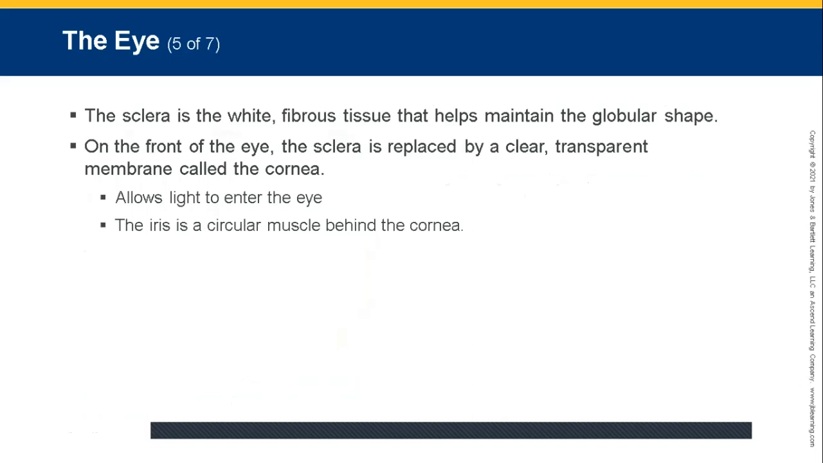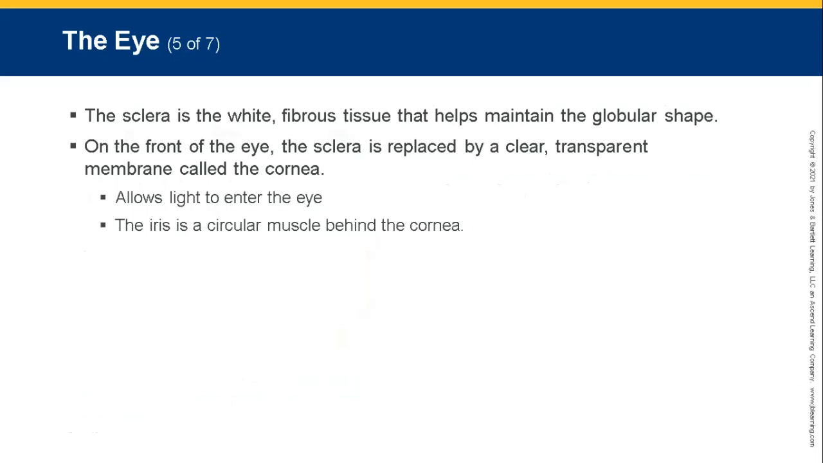The sclera is a white fibrous tissue that helps maintain the globular shape of the eye. So the sclera is responsible for the shape of the eye. On the front of the eye, the sclera is replaced by a clear transparent membrane called the cornea, and the cornea allows light to enter the eye.